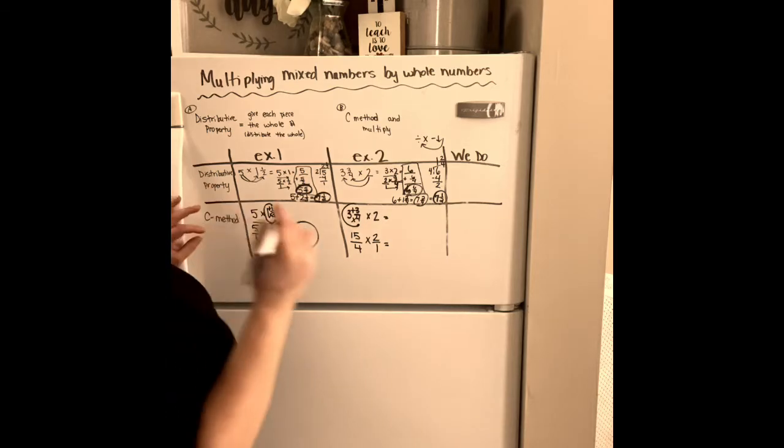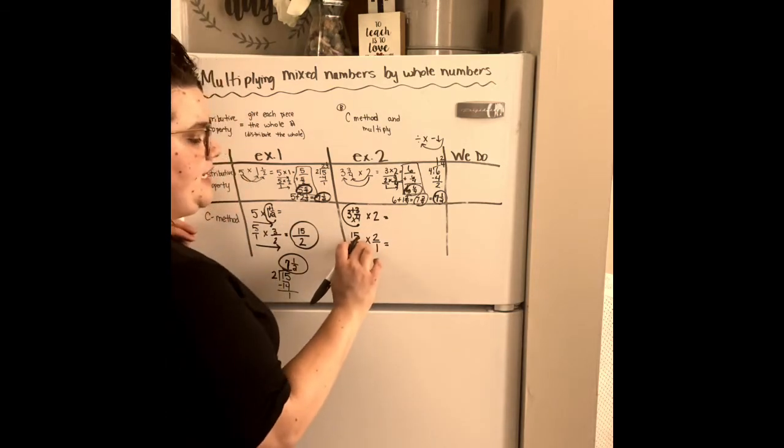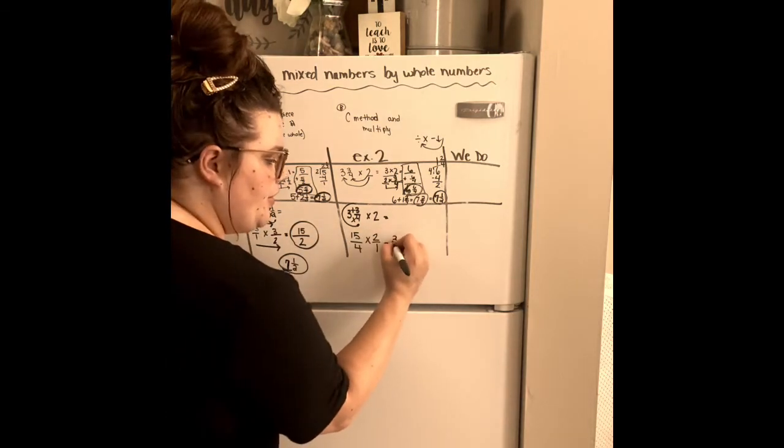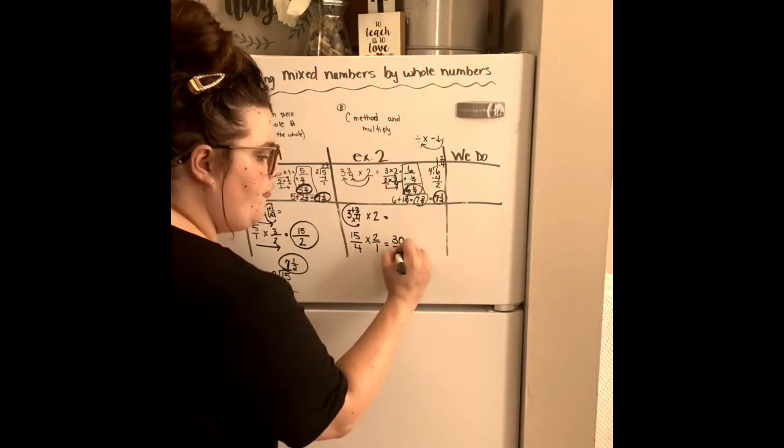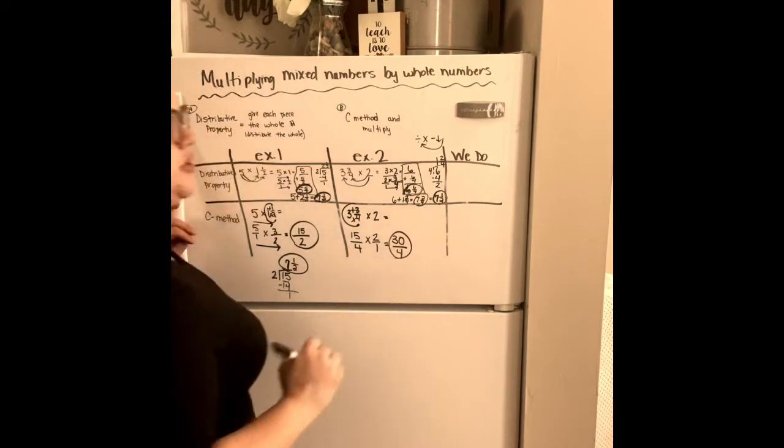Now let's multiply straight across. 15 times 2 will give me 30, n to n, d to d. 4 times 1 is 4. This is a possible solution.